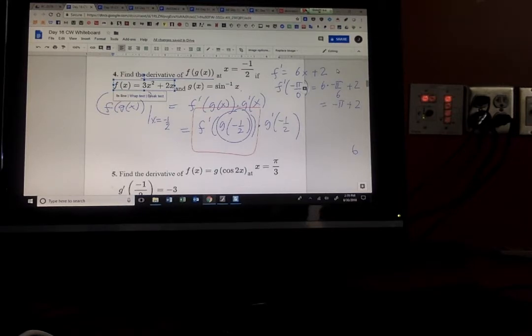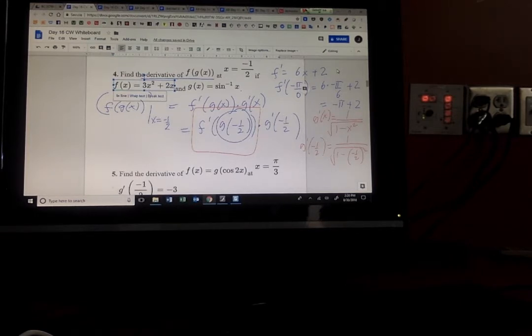Find G dash of x. Careful. So G dash of x, sine inverse, which is 1 over radical 1 minus x squared. And what should I do with this? Plug in negative 1/2. Very similar to the previous problem. What's negative 1/2 squared? Slow and steady. 1/4. What's 1 take away 1/4?